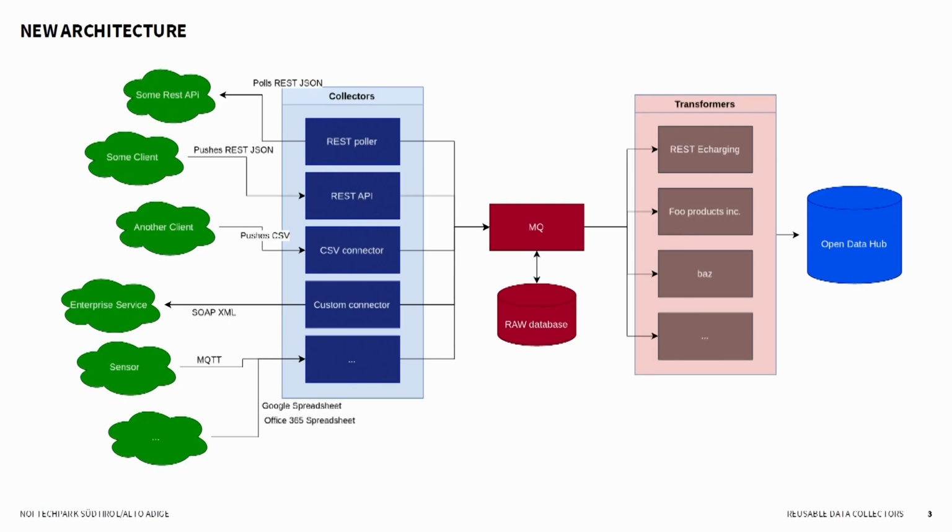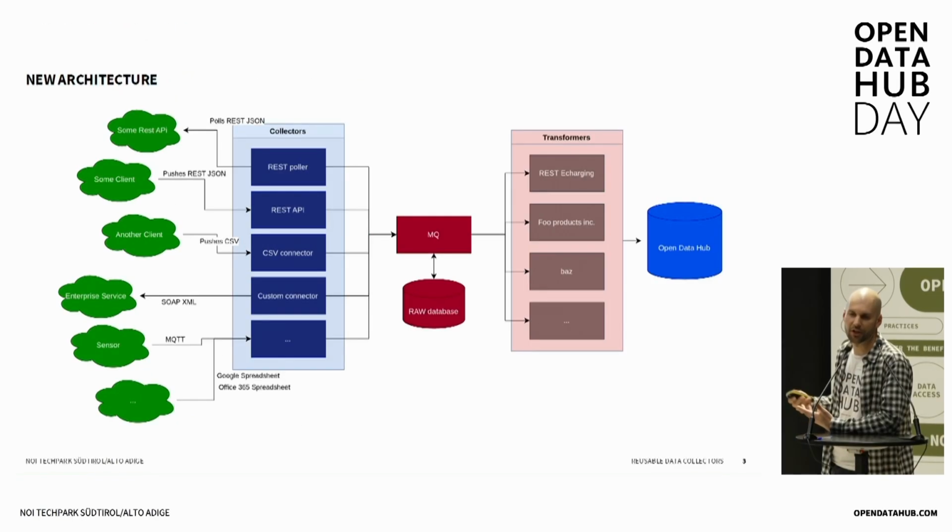And then afterwards, there is a specific transformer. For example, the REST poller can be reused for all 5 parking providers. But since the format of every parking provider is different, we have 5 different transformers. So in effect, you have a transformer for each data format. The transformer gets the message that new data has been requested, transforms it into the Open Data Hub specific format, and puts it into the Open Data Hub.